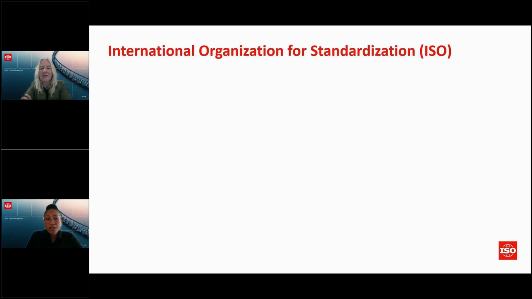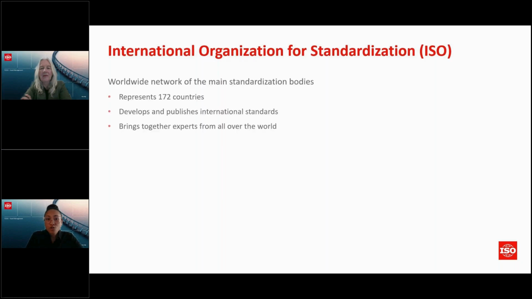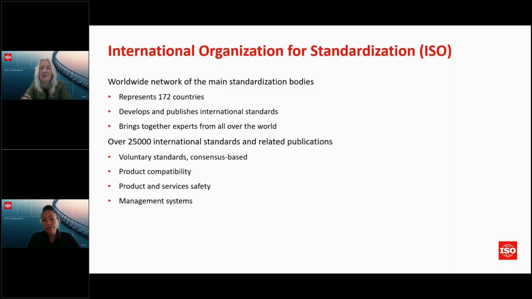So, an introduction to the International Organization for Standardization, otherwise known as ISO. It is a worldwide network of national standardization bodies currently representing 172 countries and responsible for developing and publishing international standards, really bringing together experts from all over the world to develop consensus-based voluntary standards. At present, there are over 25,000 international standards and related publications focused on a variety of areas from products and services, safety, and of course, management systems, which 55,001 is part of.